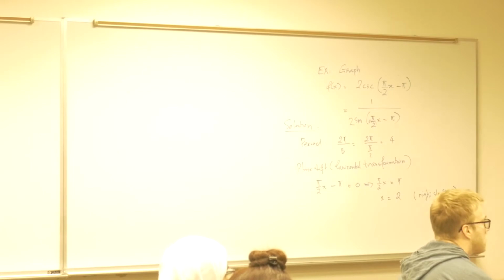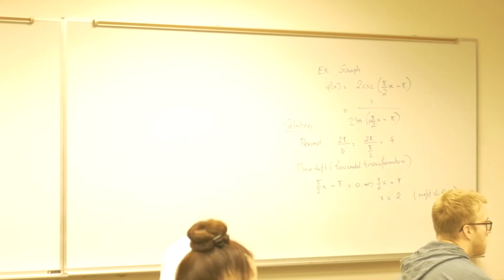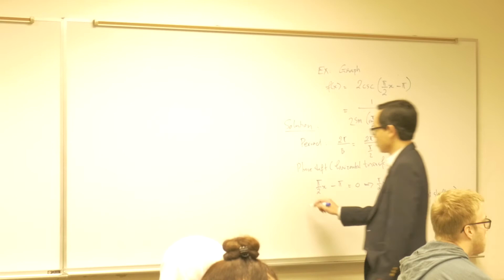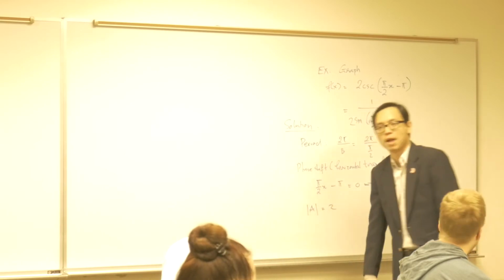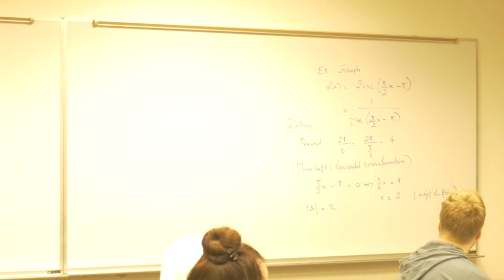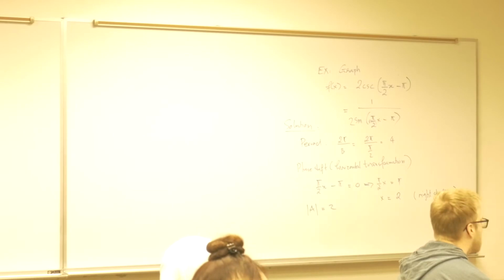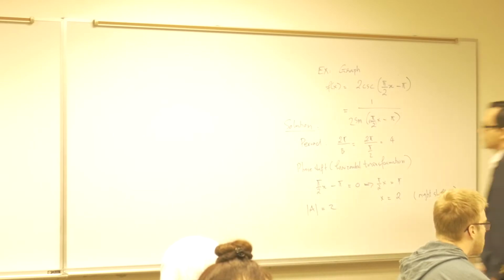Alright, so that's the phase shift. That's the period. The amplitude is 2 already. Amplitude doesn't matter for the setup; we just mark anywhere on the y-axis and put 2. Okay, so that's good enough. All right, so let's graph.